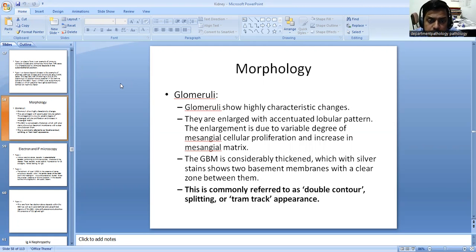Morphology. Glomeruli show highly characteristic changes. They are enlarged with accentuated lobular pattern. The enlargement is due to variable degree of mesangial proliferation and increase in the mesangial matrix. The GBM is considerably thickened, which with silver stains shows two basement membranes with a clear zone between them. This is commonly referred to as double contour, splitting, or tram track appearance. This is a characteristic feature.